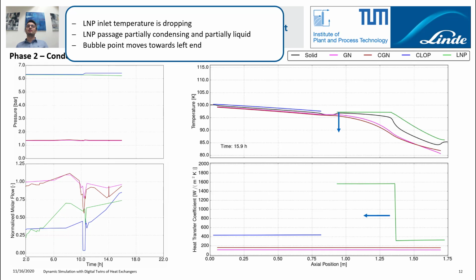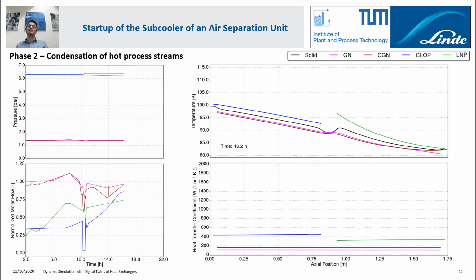This means at this point in time, the LMP passage is partially condensing with high heat transfer coefficients and partially liquid with low heat transfer coefficients. The bubble point, which is the discrete jump between high and low heat transfer coefficient, moves towards the left end of the heat exchanger. If we continue the simulation further, all process streams are in the single phase region, which means that we are slowly approaching the steady state operation of the heat exchanger.